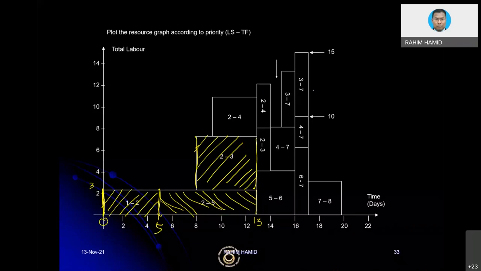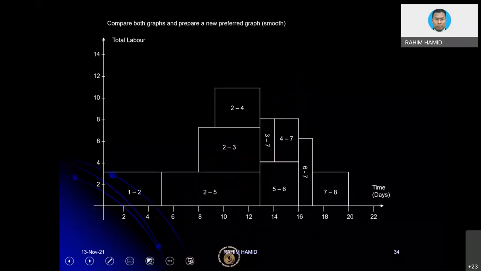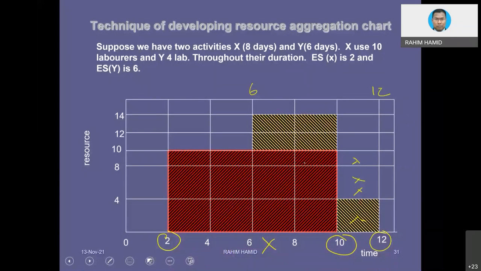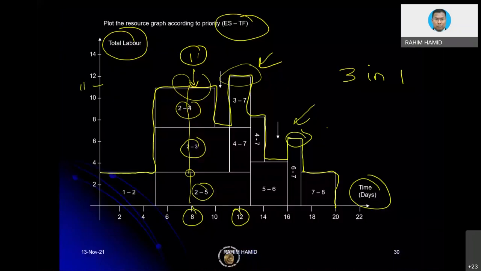The most important thing, we already have the shape. This is the shape, the outer layer of the graph. This is what we are focusing on. Okay, and after you draw this kind of diagram, what we need to do is basically compare. This is the diagram based on what we call early start.